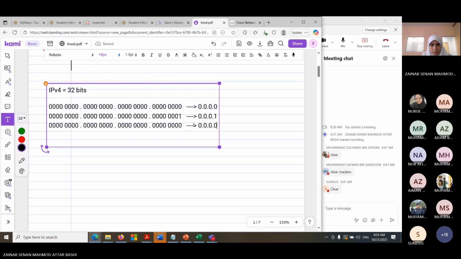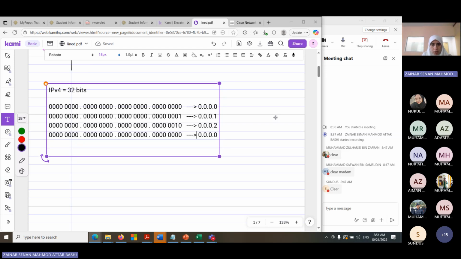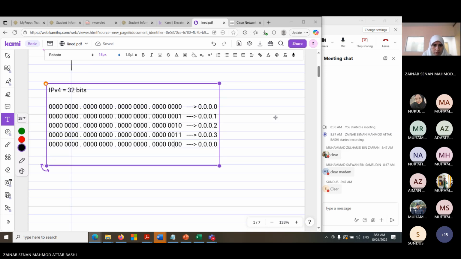Next, this bit will become 1, and the decimal will be 0.0.0.2. Next one will be changing: this will be 11, which makes it 3. Next it will be 1 in the next bit, and that will make it 4, and so on.